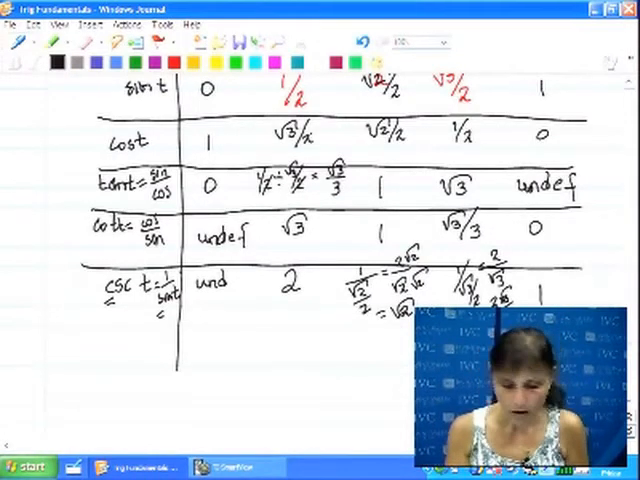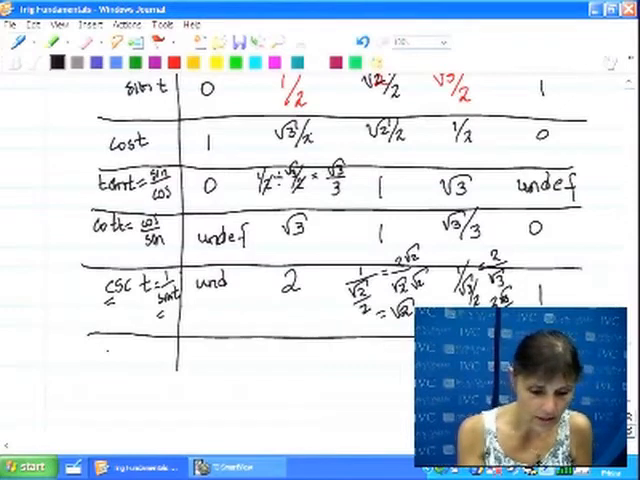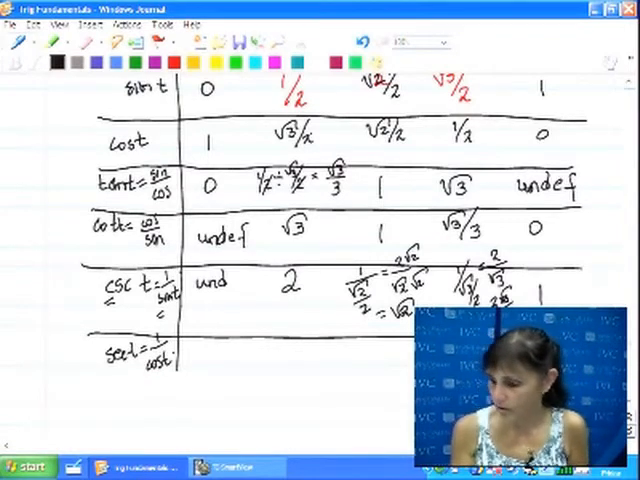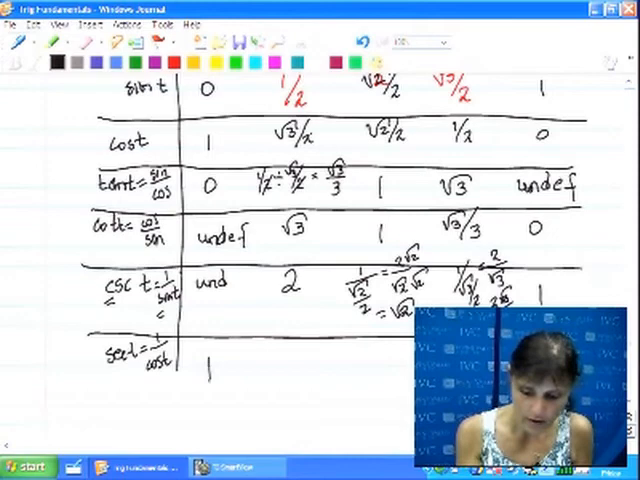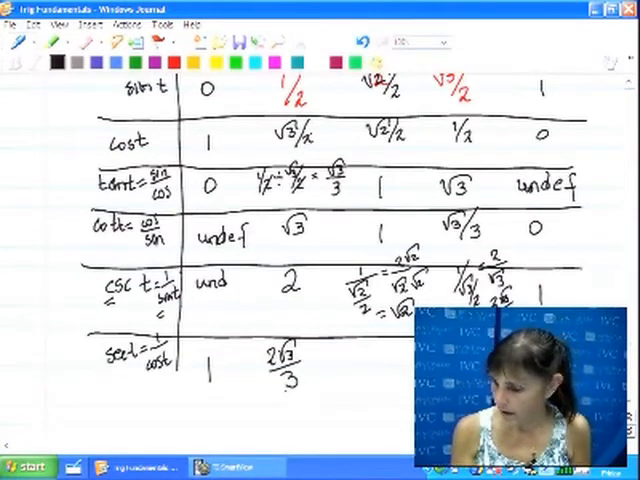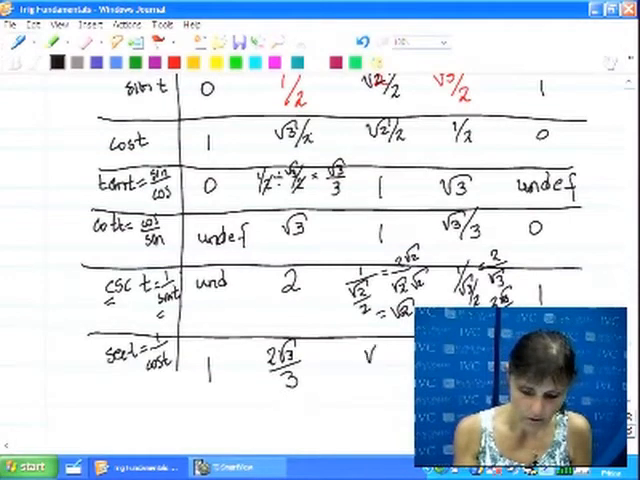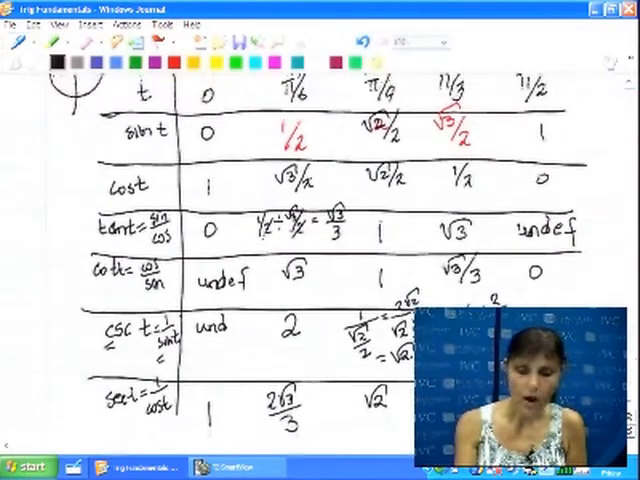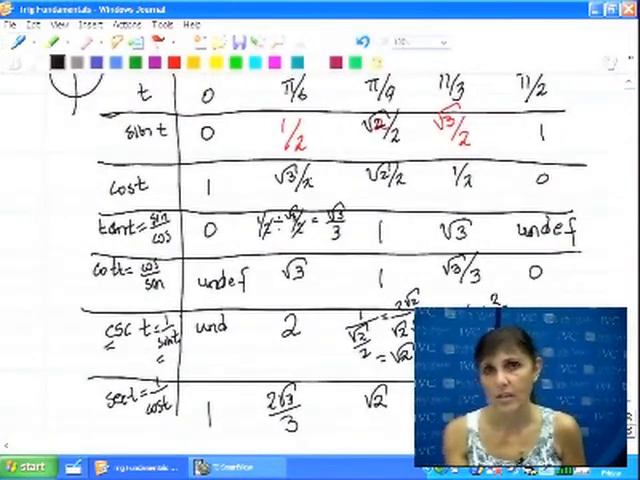Okay? And then the secant is 1 over cosine, and it's going to be the reverse of that going the other way. 1, 2 rad 3 over 3, and then you have rad 2, and then you have 2, and you have undefined. Okay, so I recommend that you just memorize sine and cosine and derive everything else.